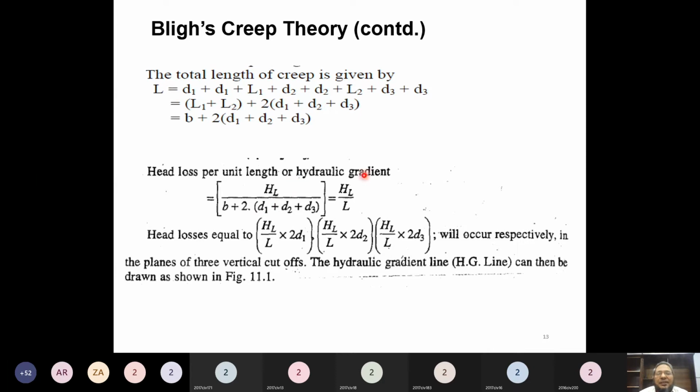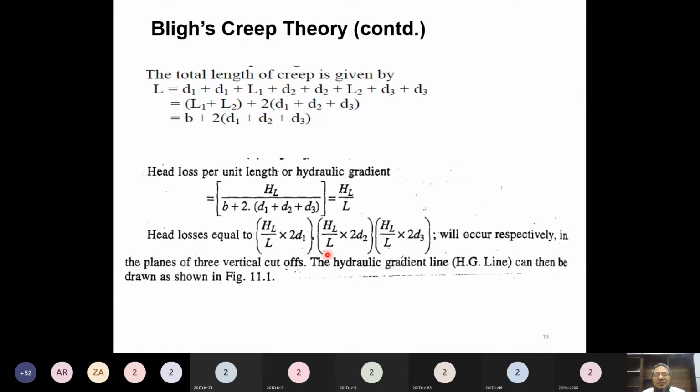Now, head loss per unit length, or hydraulic gradient, HL over L. HL is the head loss, and its total length we have put here below, okay? So this is the hydraulic gradient value. Now this HL over L into 2D1 is the head loss. Where is this due to? This is due to the upstream sheet pile, right?